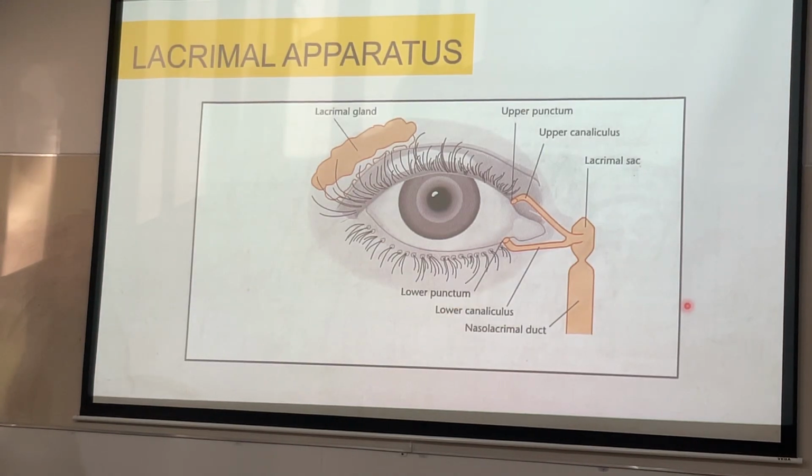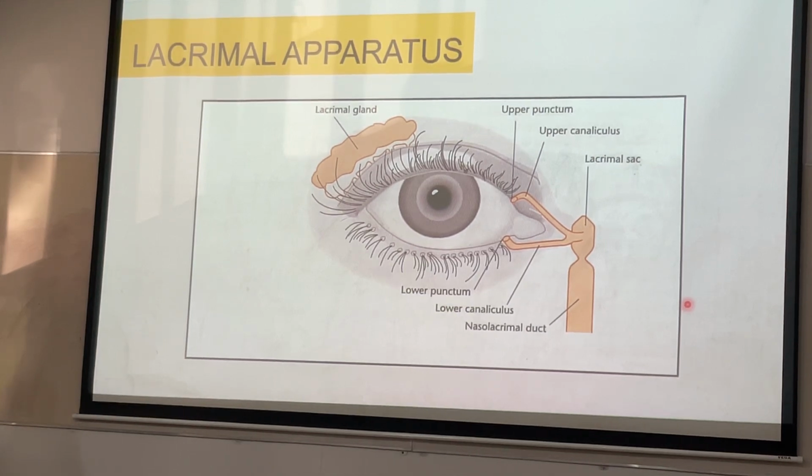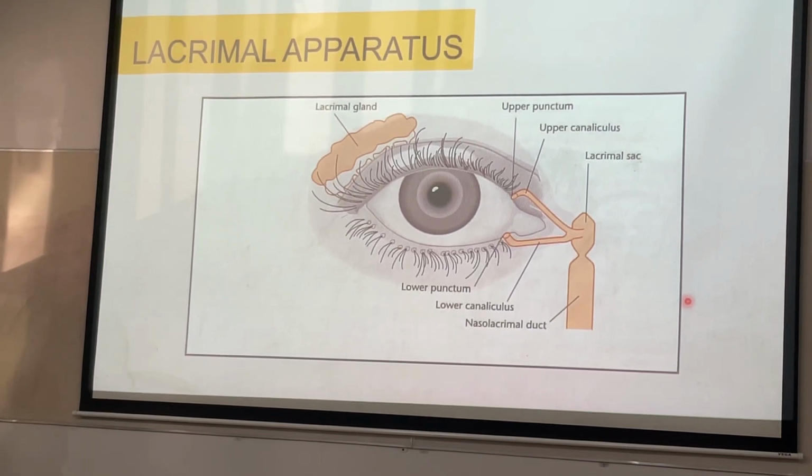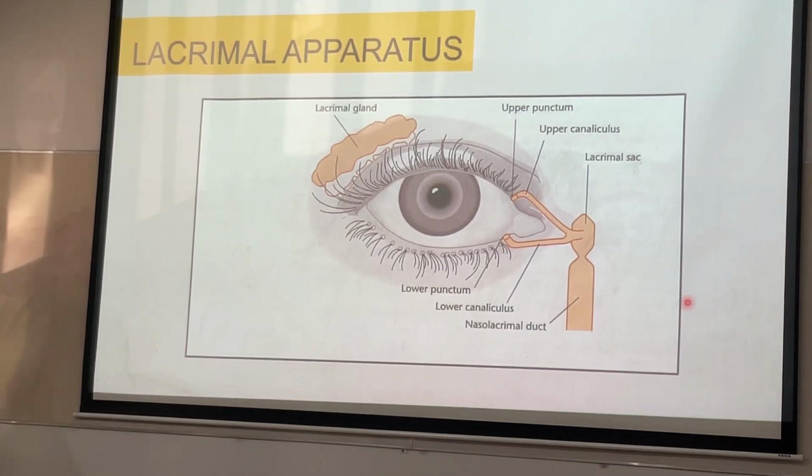So far, any questions? Am I clear with the structures? Okay. So next is your lacrimal apparatus. Your lacrimal apparatus is composed of your lacrimal gland, your punctum, canaliculi, your lacrimal sac, and your nasolacrimal duct.